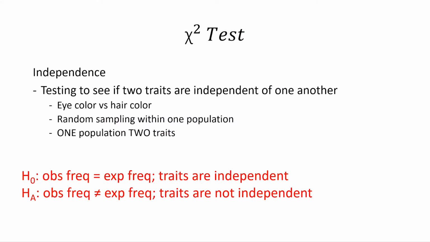For our test of independence, we're testing to see if two traits are independent of one another. So we have two traits, are they independent? These could be eye color versus hair color. And these are always random sampling within one population. So I'm going to really try to point this out here. Keep this in mind because it gets a little tricky to tell the difference between independence and homogeneity. But in independence, you have one population and two traits.